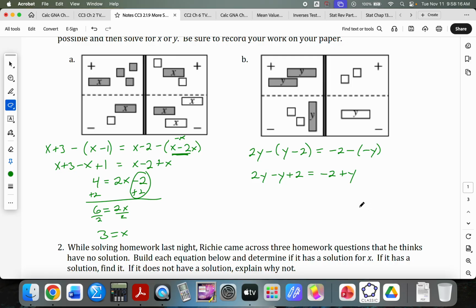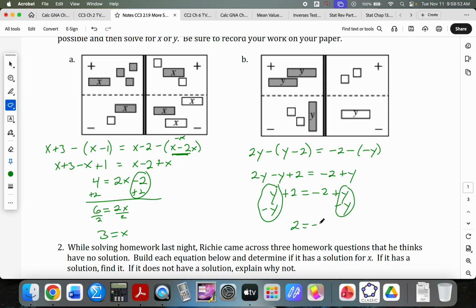Before I start making zero pairs, I'd like to simplify on both sides as much as possible. So 2y minus y is y. And over here, there's nothing I can do. I'll always move the variable first, so I'm going to make a zero pair by subtracting y from both sides. And notice that makes a zero pair here and a zero pair here.